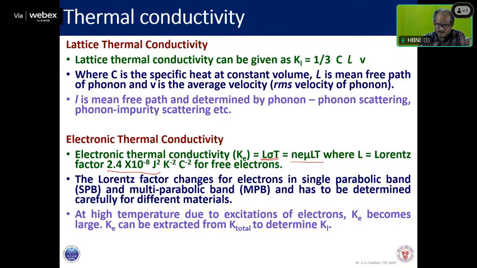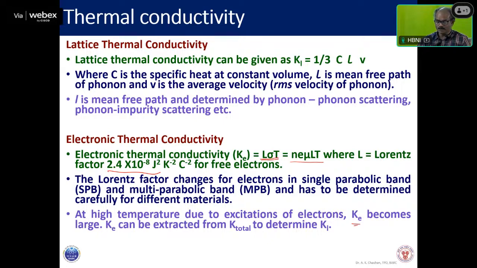At higher temperature, due to excitation of electrons, the electronic part becomes large, and Ke can be subtracted from K total to determine KL. So actually there is no direct way to determine the lattice thermal conductivity.